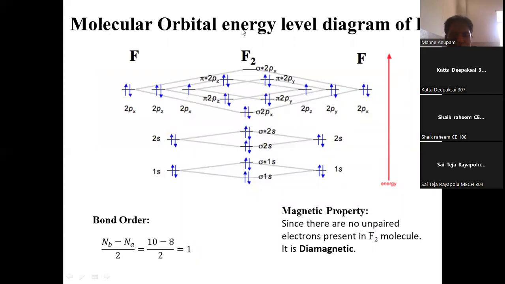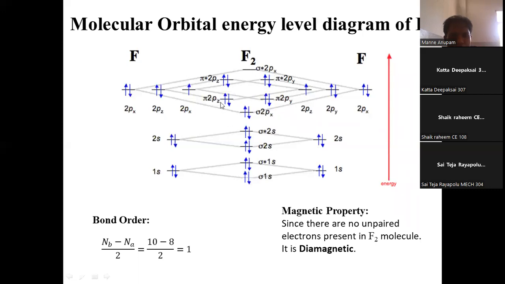Now, this is the molecular orbital energy level diagram of fluorine. Very easy, fluorine is similar to nitrogen and oxygen. Very simple and very easy. It is a 5 marks question in mid semester or end semester.